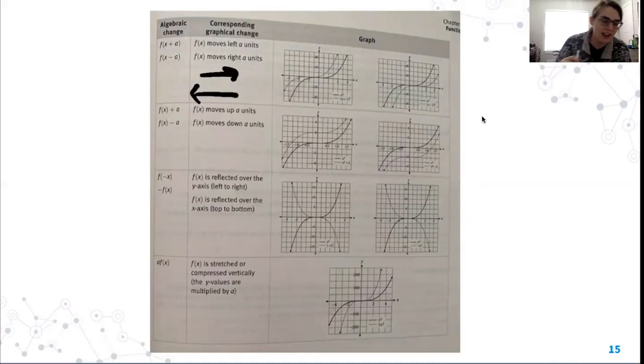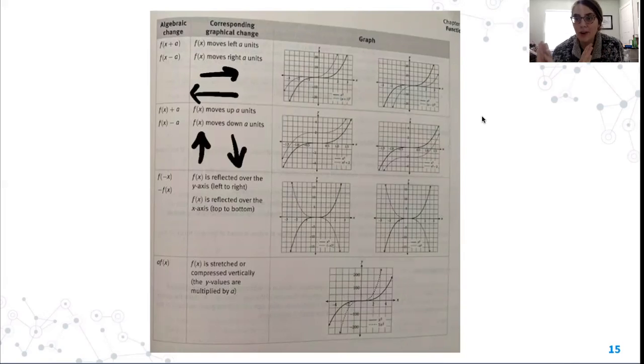On the outside, if it's outside the parentheses, then we're talking about moving up or down. And this is what you're used to seeing. So adding is going to move it up, and subtracting it's going to move it down. If you have a negative inside the parentheses, it is reflecting over the y-axis. Outside the parentheses, it's reflecting over the x-axis. And then A just tells you if it's going to be stretched or dilated.